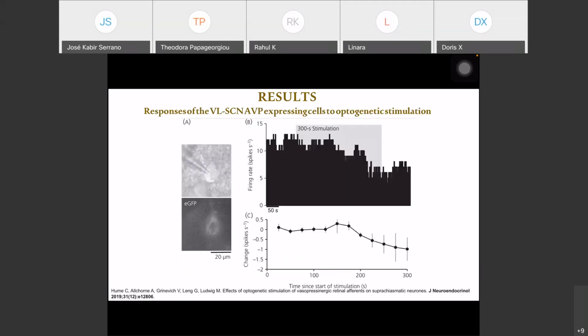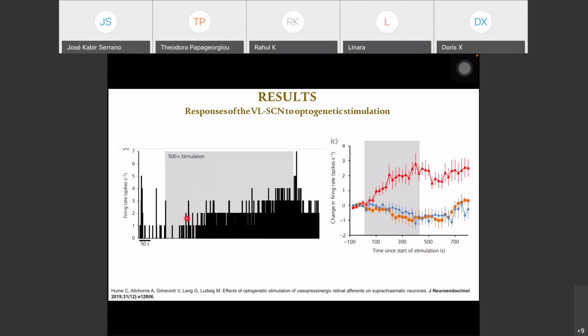After a 500 second stimulation, they detected an increase in the spontaneous firing rate as well. Here we can see the red shapes are the optogenetic stimulated neurons, the blue shapes are normal neurons, and the orange shapes are non-responsive neurons. So here we can see how the spontaneous firing rate increased after the optogenetic stimulation.